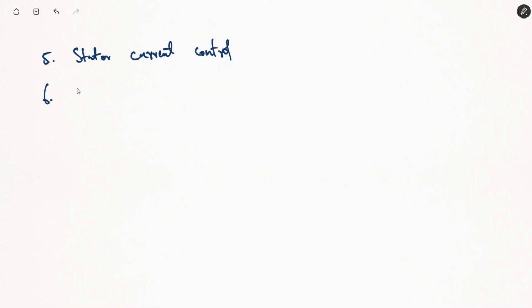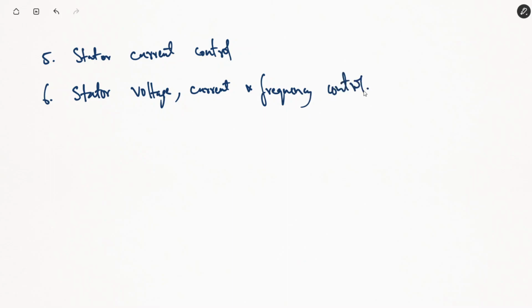And one last type of scalar stator control strategy is the stator voltage, current, and frequency control. So you are actually changing all the three parameters, voltage, current, and frequency together, such that you can keep the flux constant by keeping the ratio V by F constant. You can additionally achieve further speed range by changing the stator current.